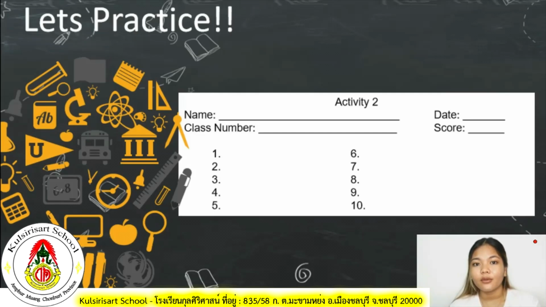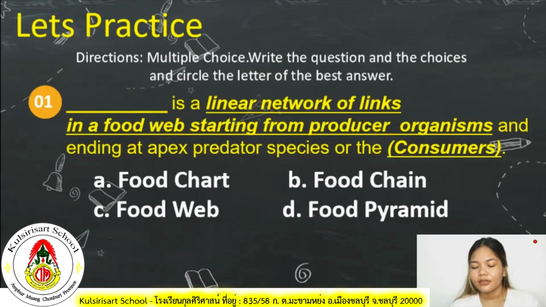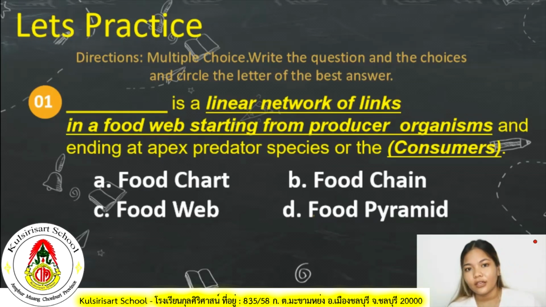Okay, number it 1 to 10. Now, for the first part of this activity, we have multiple choice. I want you to write the question and choices and circle the letter of the best answer. Again, I want you to write the question, okay? Don't just write A, B, C, D, okay? I want to see the question and the choices, and you will circle the letter of the correct answer. I don't want to see an X, okay? I only want to see a circle.